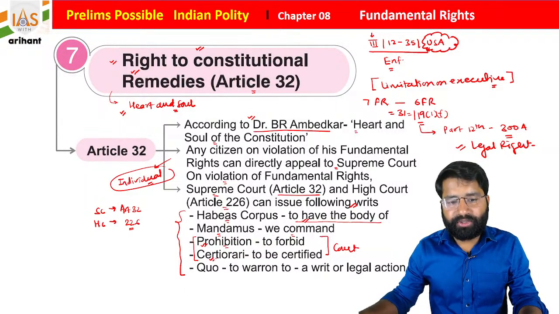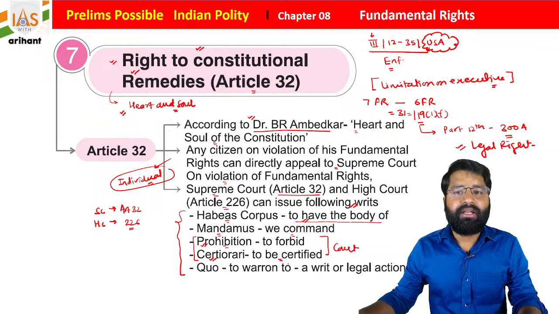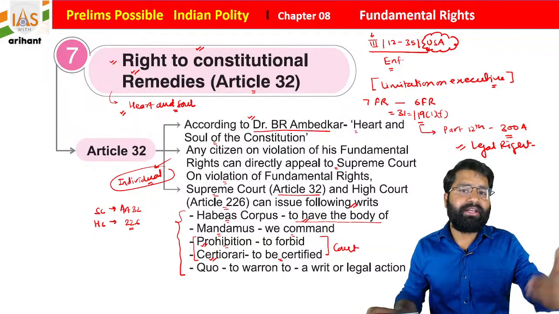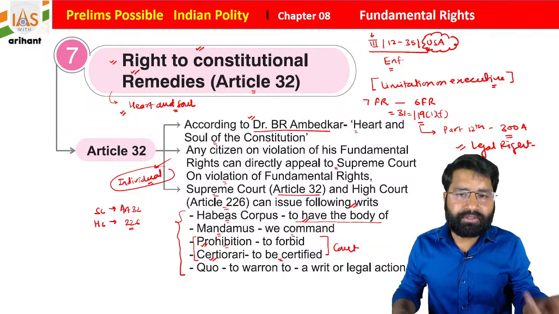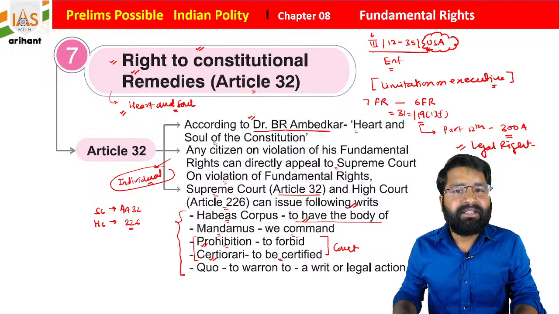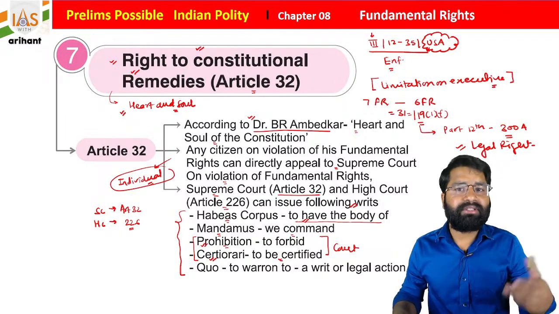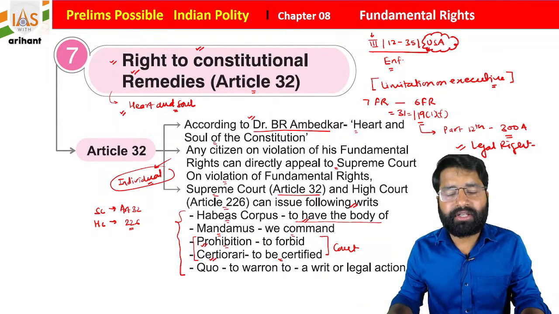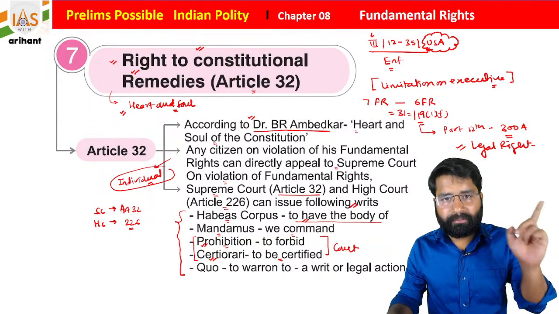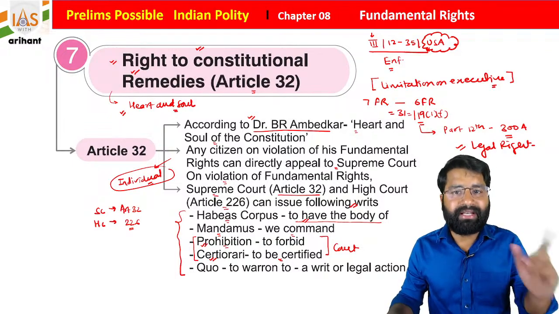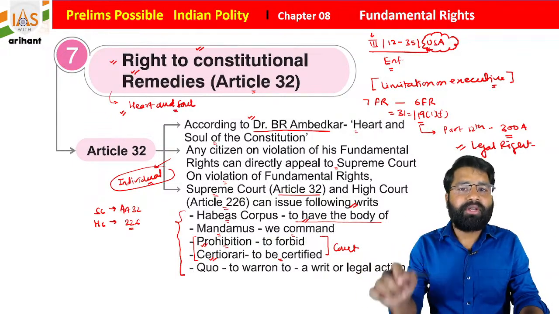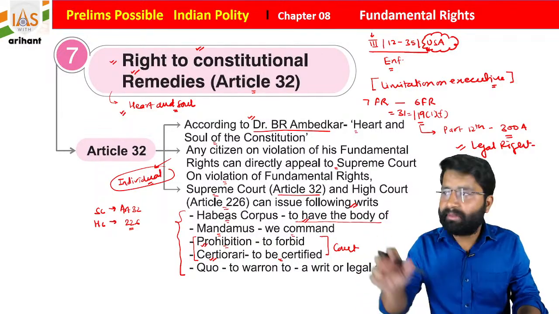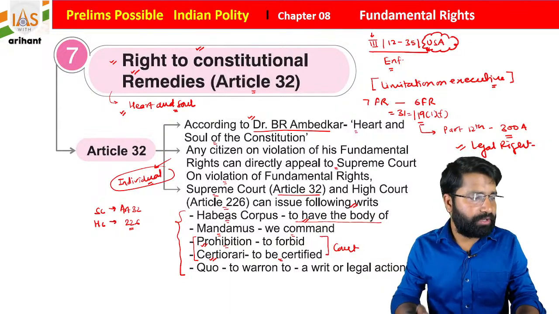Then certiorari is there, meaning to be certified. What is it used for? Let's suppose there is a judgment in a criminal case, and the judgment originated from the civil court. The civil court and the criminal court have different jurisdiction areas. In that case, the higher authority or the Supreme Court can direct that the verdict you gave is null, and this case is going to be reopened once again in another court. Students, I hope you are all getting it.